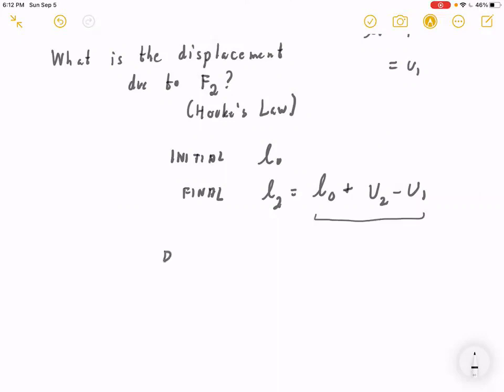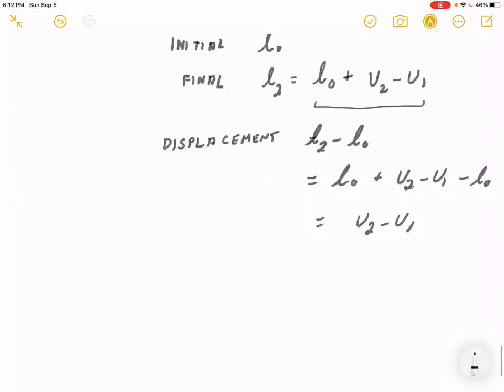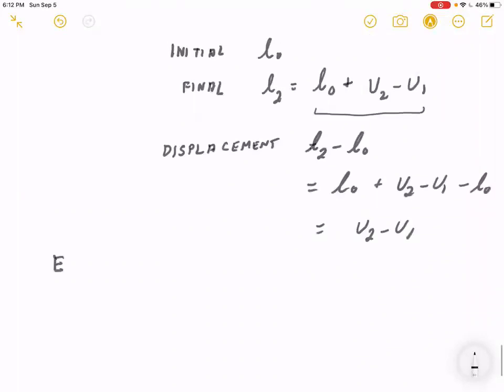So the total displacement comes from taking the final position and subtracting from it the initial position. That's L0 plus U sub 2 minus U sub 1 minus L0, and that's U sub 2 minus U sub 1. So we can put all this together and we can write down an equation of motion for the first mass.